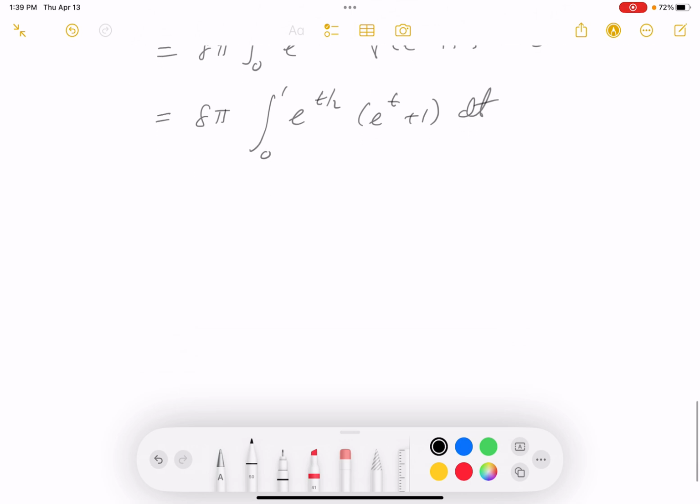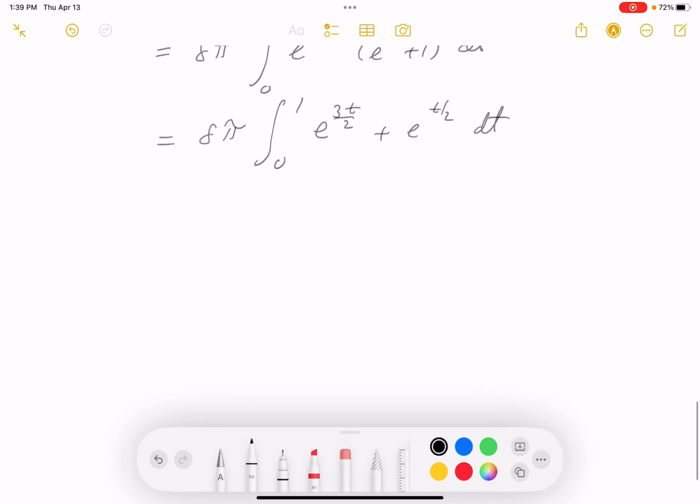Wow, I'm getting really close now. Things getting smaller and smaller as I move forward. What do you get over here? 8 pi, and then you're going to get an integration from 0 to 1. And that's going to be e, well, t over 2 plus t is going to be 3t over 2, and then it's going to be plus e to the t over 2 dt. Let's see if I did that right. Yeah, I think I did okay. I'm going to integrate now.